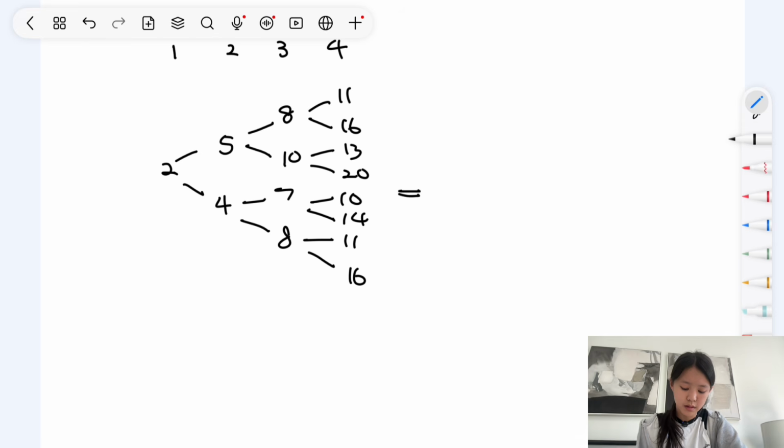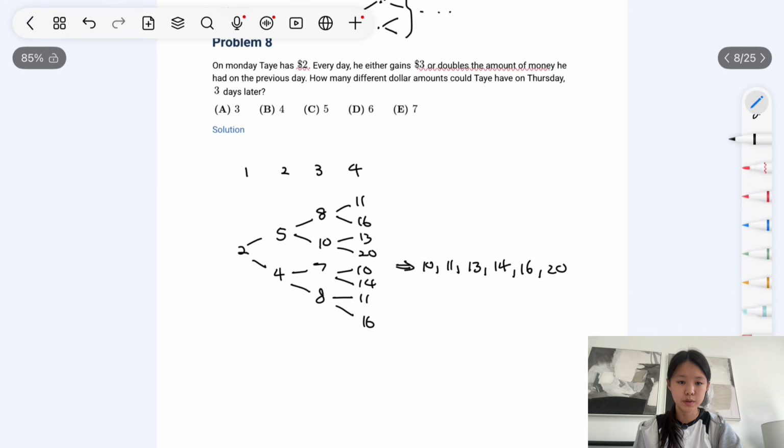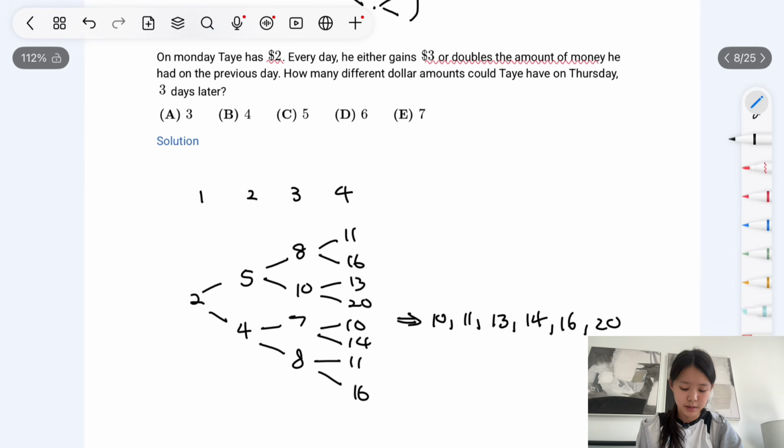So notice here that there are a few overlaps. For example, you have an overlap of 11 and 16 and 11 and 16. So we just write everything out in ascending order to make sure we don't have any overlaps. So eventually you would come up to this list, and if you just do some counting, it's 6 different possible choices. So the answer is D.